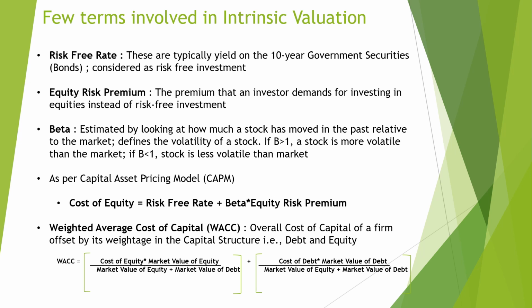Coming to the third point, that is called beta. So beta basically tells us about the volatility of a stock, and it is estimated by looking at how much a stock has moved in the past relative to the market. So basically, if a beta value is greater than 1, let's say 1.31, it means that it is more volatile. It is 31% more volatile than the underlying market. And if a beta value is less than 1, let's say 0.79, it means that it is less volatile than the entire market.